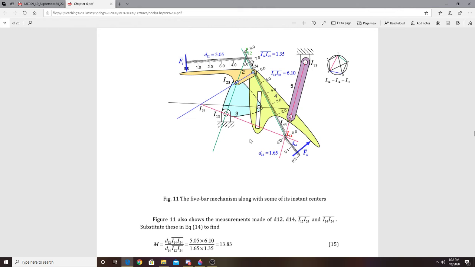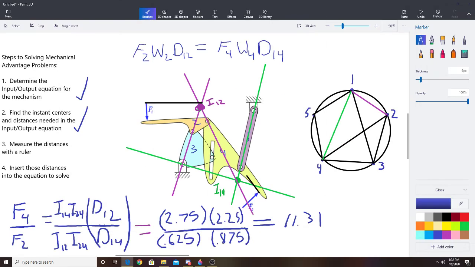But yeah, that's their solution. Probably a little neater. Alright. So this right here is the answer to the first question.